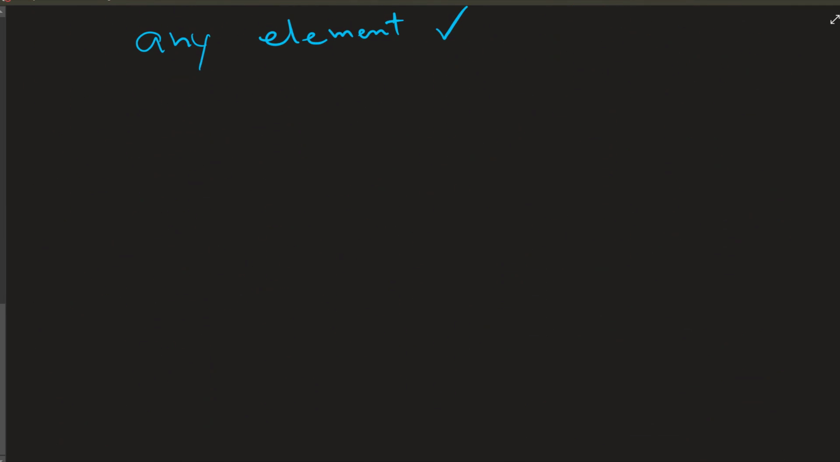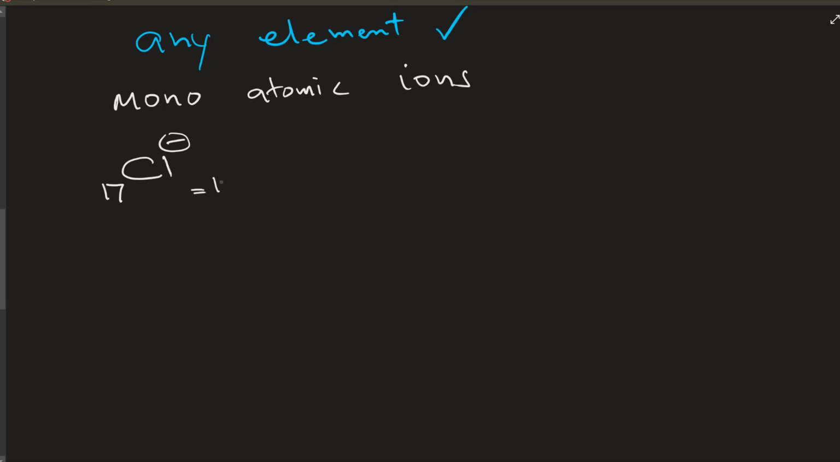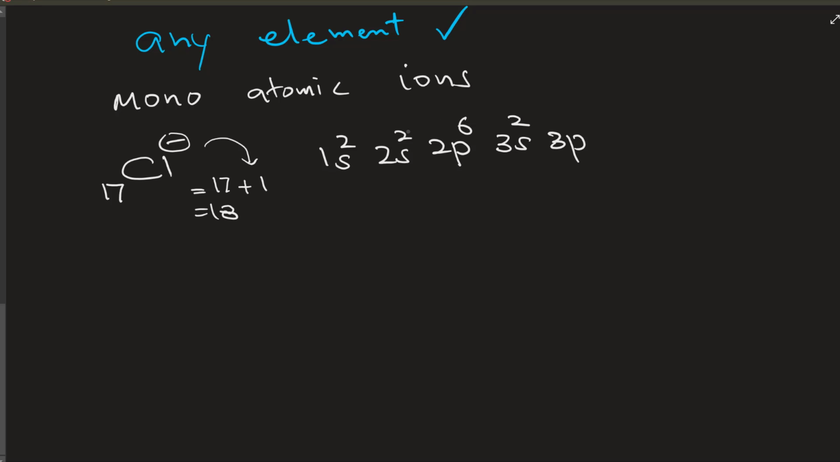Now, we can learn a few things about the monoatomic ions. Any element can have monoatomic ions. That could be chloride minus, potassium plus, oxygen minus 2, and so on. So how do we do that? The 17 protons with a minus means add an extra electron, so a total of 18 electrons. Let's fill it: 1s2, 2s2, 2p6, 3s2, that's 10, 12, and then we need 5, so that's 17. We need one more, so you make it 3p6. That gives the electron configuration of a full shell, which is the inert gas.